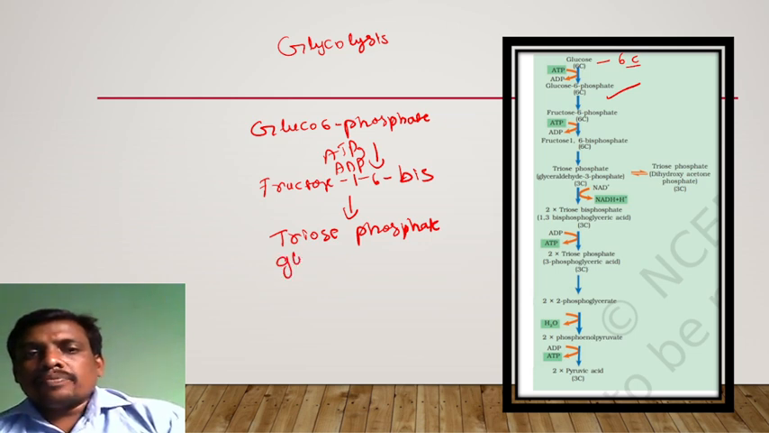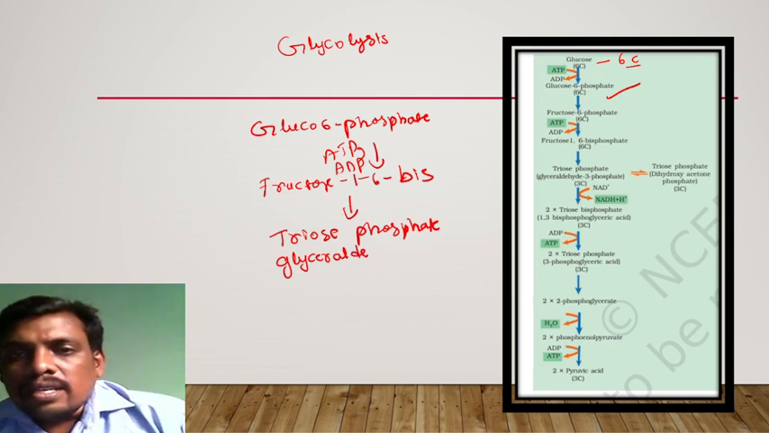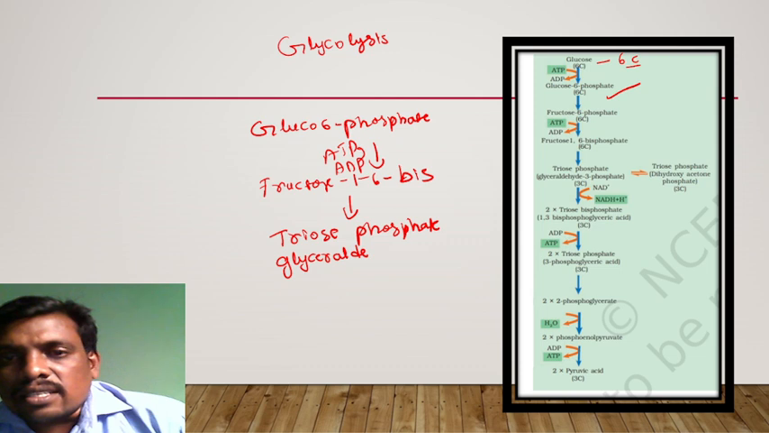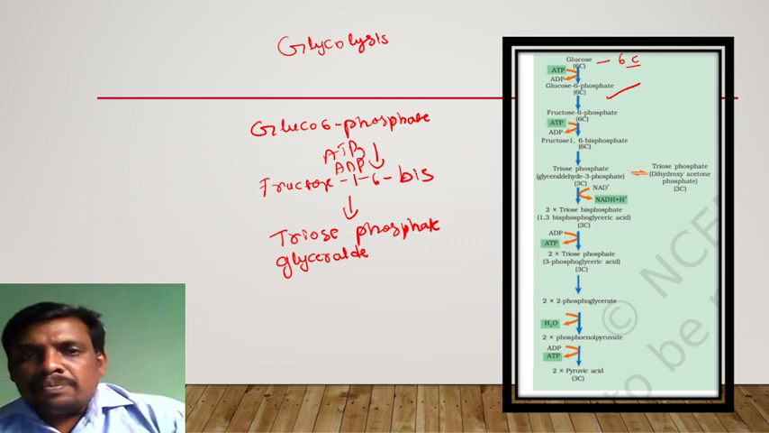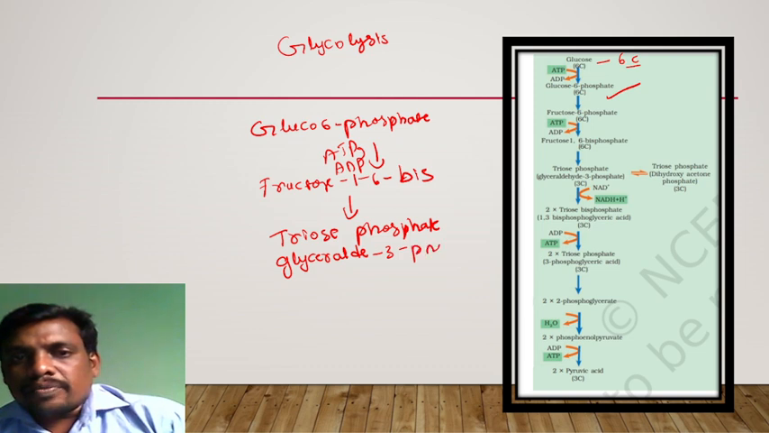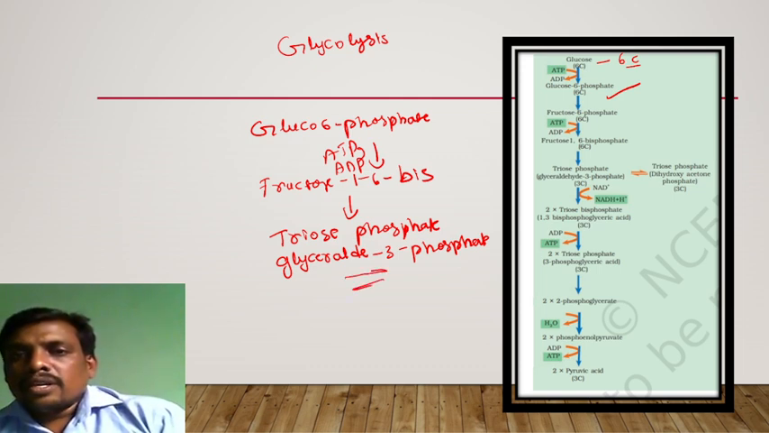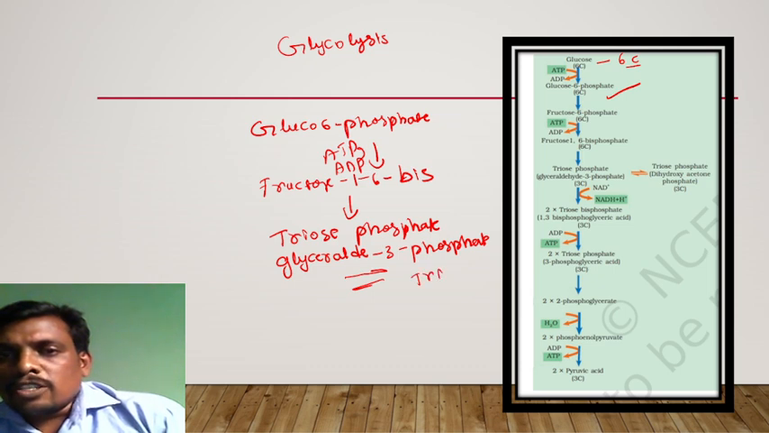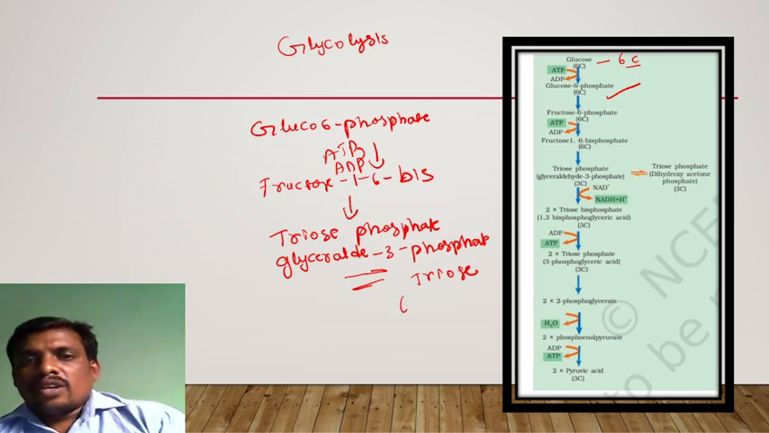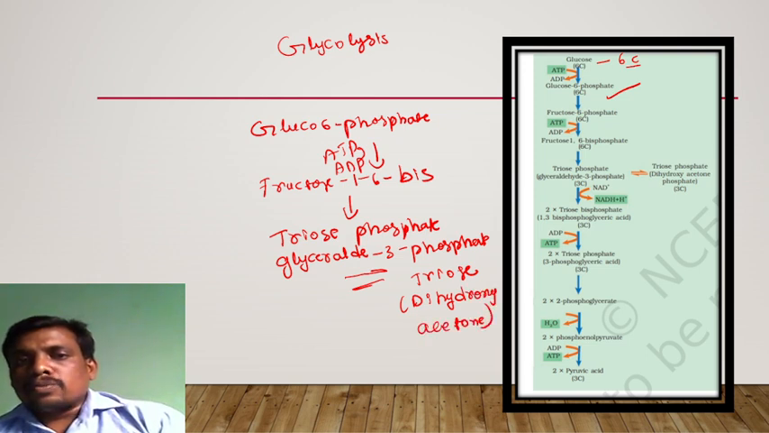Glyceraldehyde. What is that? Glyceraldehyde, or phosphoglyceric acid. What was that? Glyceraldehyde 3-phosphate. This glyceraldehyde 3-phosphate undergoes a reverse reaction and produces triose phosphate, or dihydroxyacetone phosphate. What is that? Dihydroxyacetone phosphate will be formed. It is a reversible reaction.